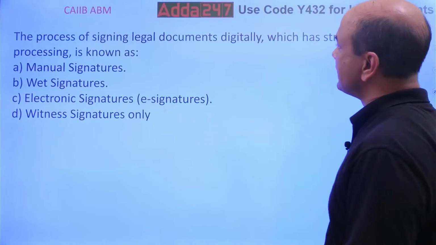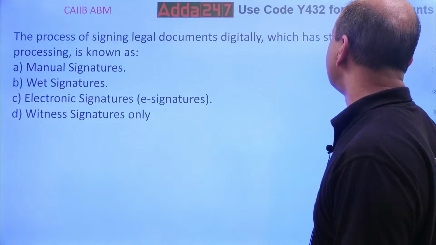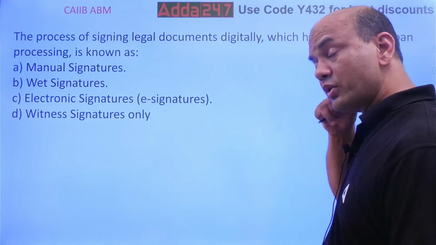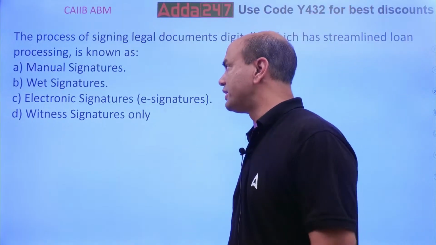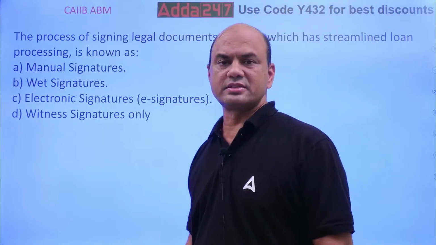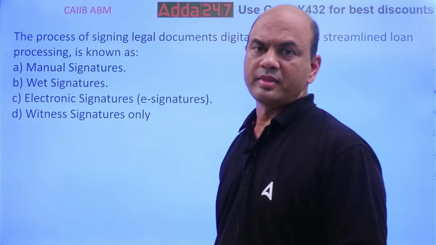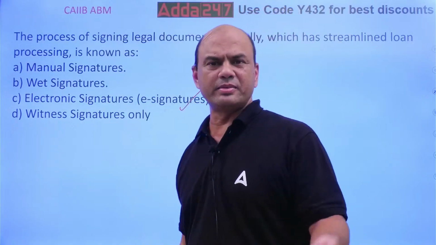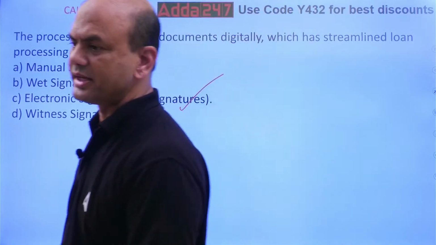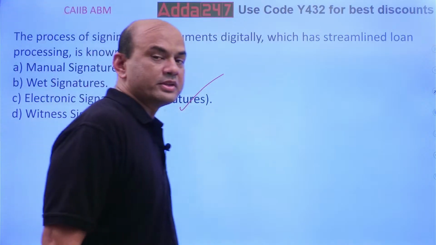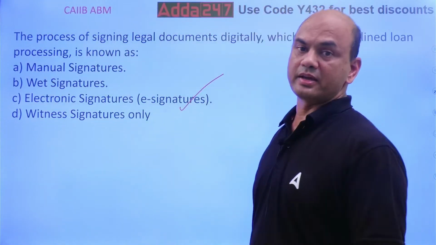The process of signing legal documents digitally, which has streamlined loan processing, is known as what? How do you sign the documents digitally? Manual signature, wet signature, electronic signature, witness signatures. Nowadays we all have these e-signatures, mainly in the private limited companies. Got it? So that was it regarding STP and credit delivery.